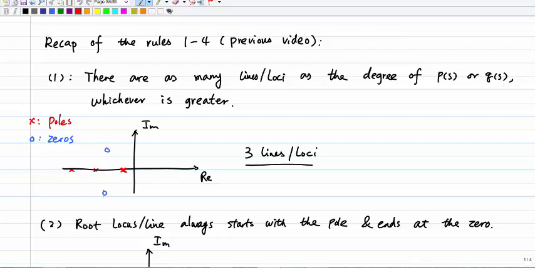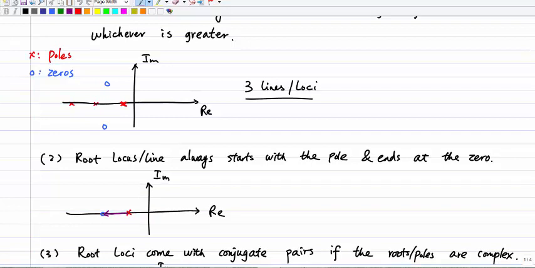The second rule says root locus lines always start at the poles and end at zeros. For example, if I only have 1 zero and 1 pole, the root locus is just a line starting from the pole and ending at the zero. When I say the pole and zero, I mean the pole and zero of G(s). I don't mean the poles and zeros of the closed loop one. It's the open loop one, basically G(s).